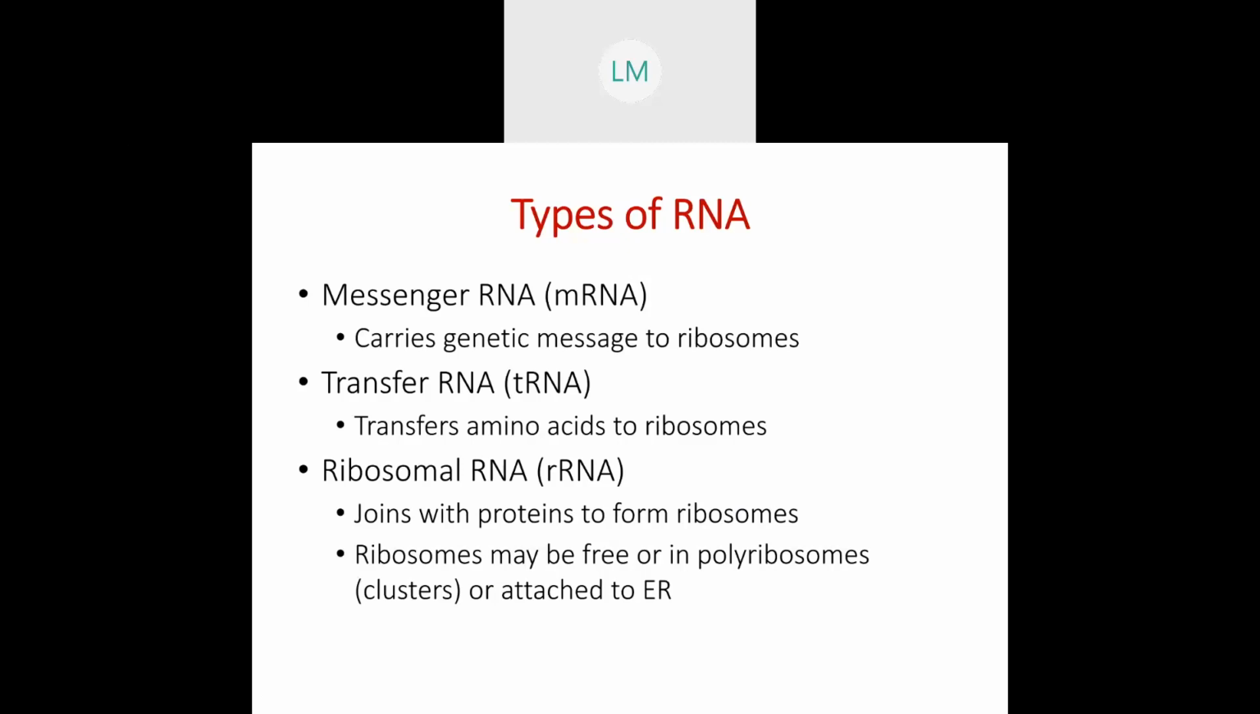And then we have rRNA, or ribosomal RNA. This is just working with proteins to actually form the ribosomes, which are going to be the structure that is involved in translation. So ribosomes can just be free in the cell. They could be polyribosomes, which are just clusters of ribosomes, or they could be attached to the endoplasmic reticulum. Remember, we have two types of endoplasmic reticulum. We've got smooth and rough. This is going to be the rough ER that has ribosomes attached to it.